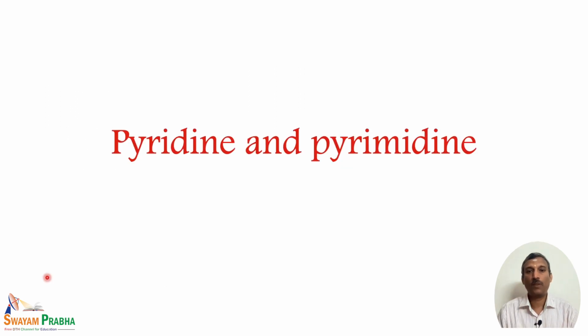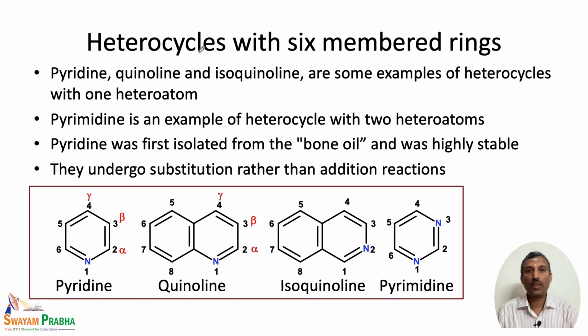Welcome to the session on pyridine and pyrimidines. So far we have seen about the 5-membered heterocycles. Now we are going to see about heterocycles with 6-membered rings. Some of the examples for 6-membered heterocycles are pyridine, quinoline, isoquinoline. Here we have one heteroatom. Pyridine has one heteroatom. Quinoline has one heteroatom in position number 1, and in isoquinoline we have a heteroatom at position number 2. These are 6-membered heterocycles with one heteroatom, and we also have pyrimidine, which has two heteroatoms. So these are some of the compounds we are going to study. So pyrimidine is the example with two heteroatoms in a heterocyclic ring.